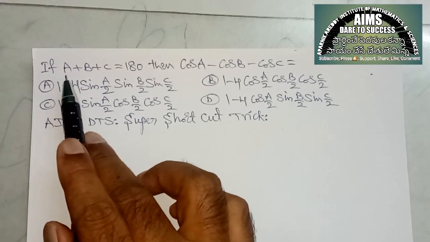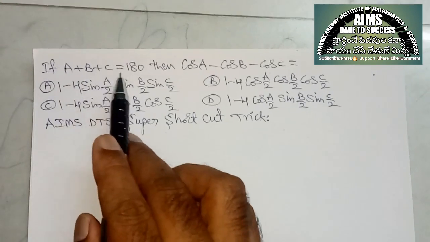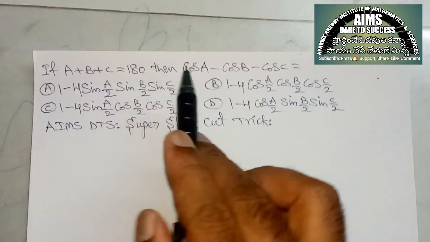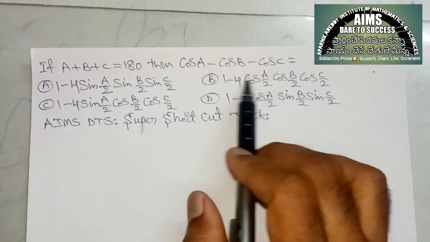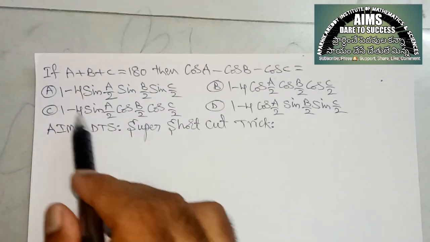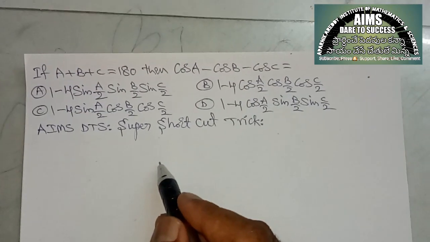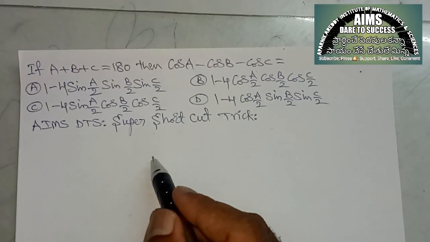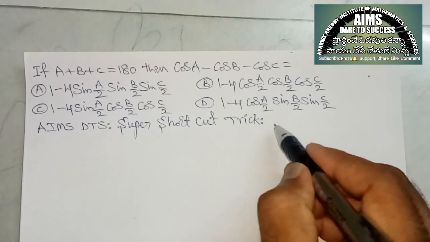Today our question is, if A plus B plus C is equal to 180, then find the value of cos A minus cos B minus cos C by using the given four options. Which one is satisfying to get the original and correct answer?